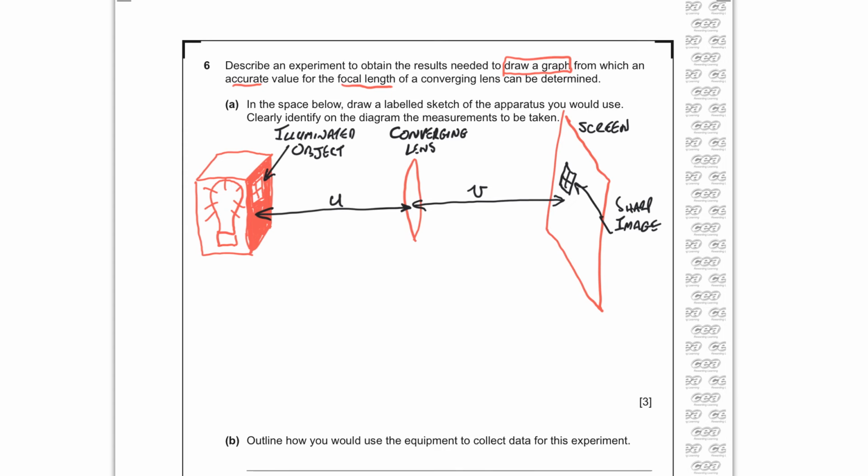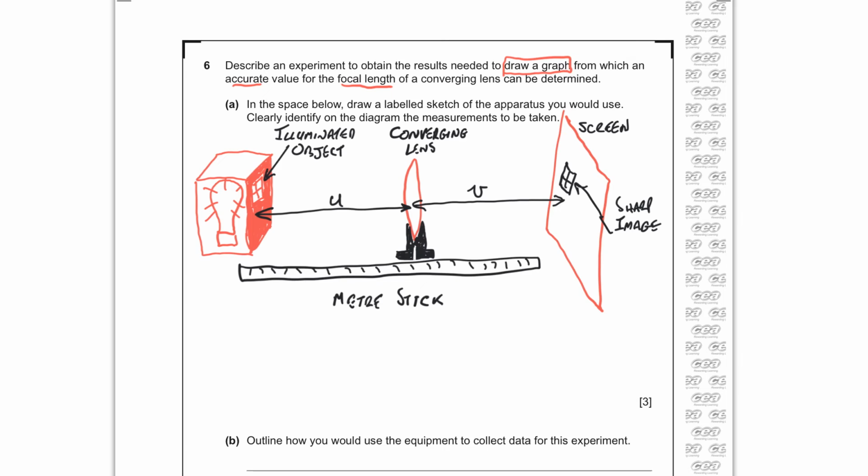You should also mention any instrument that you might need. So your meter rule or meter stick is part of the apparatus for this experiment, so you'll definitely need to mention it there. So you could put in that the lens is in a holder or something, but the position of the lens is more important than how it happens to be there. So that should probably be enough drawing.